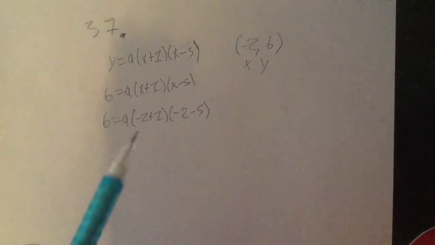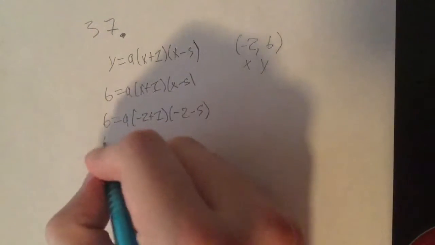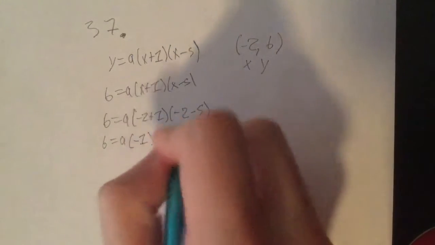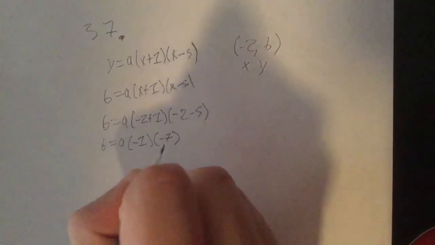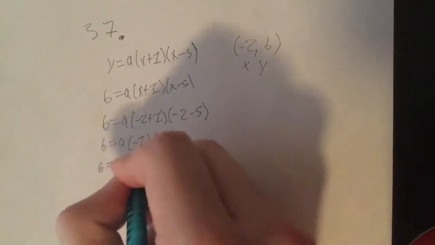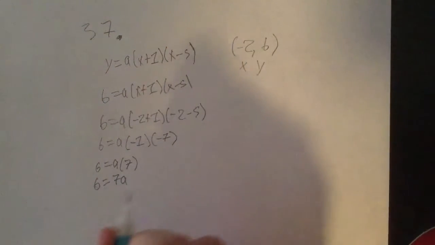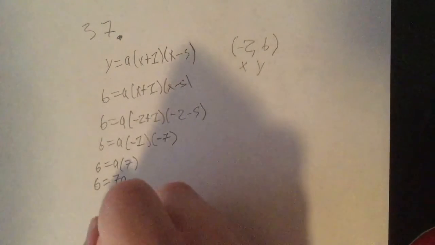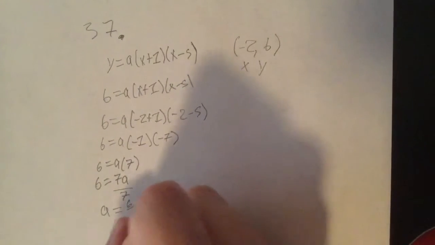From here, all we're going to do is solve inside the parentheses. It's just simple addition and simple subtraction. So we're going to have 6 equals a times (-2 plus 1 equals -1), and then we have -2 minus 5, which equals -7. From here, we're just going to multiply the two values within the parentheses. So we're going to have 6 equals a times 7, that is going to make it 6 equals 7a. To solve for the a value here, which we need to do in order to find the formula for the parabola, we're going to have to divide by 7, and that's going to leave a with 6/7.